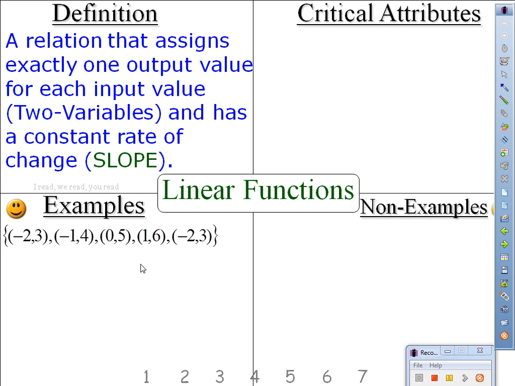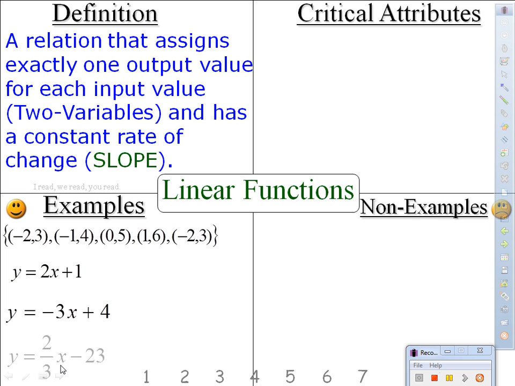And we're going to be writing these in equation form. This is what it looks like. The first linear function in equation form looks like this. Write this down: y equals 2x plus 1. Another one would be y equals -3x plus 4. And another one would be y equals 2/3 x minus 23. Write those down, please.